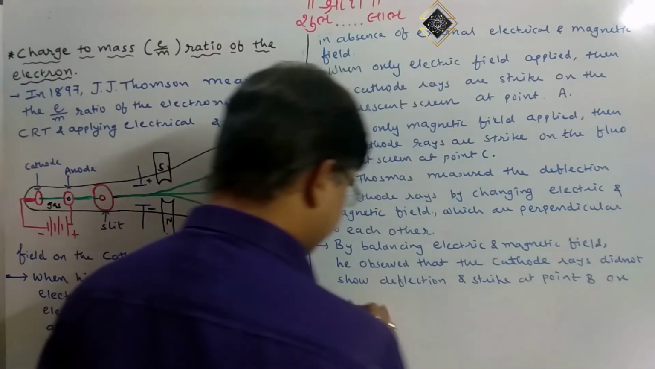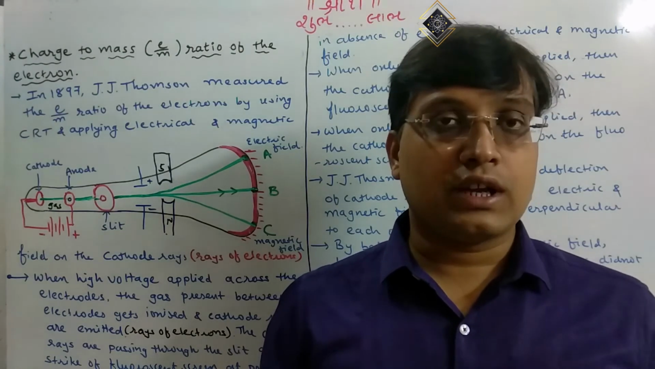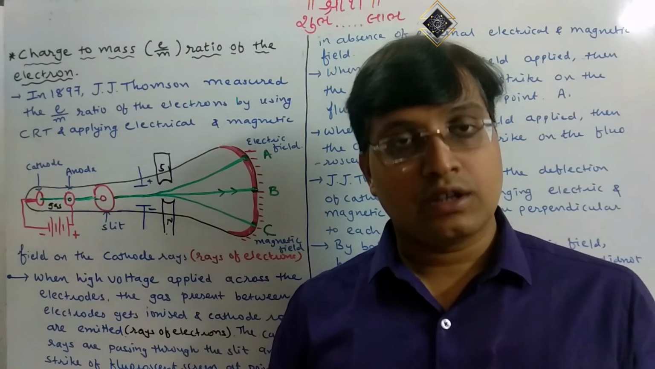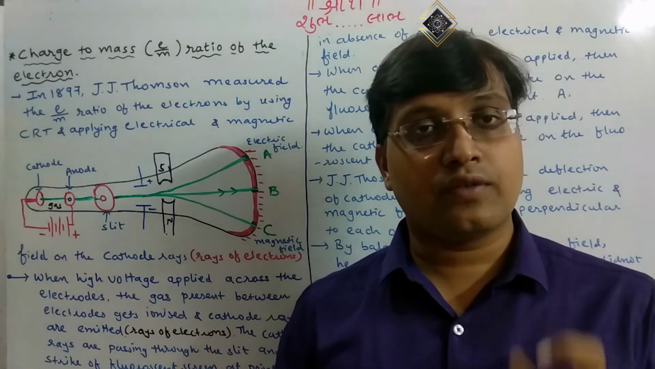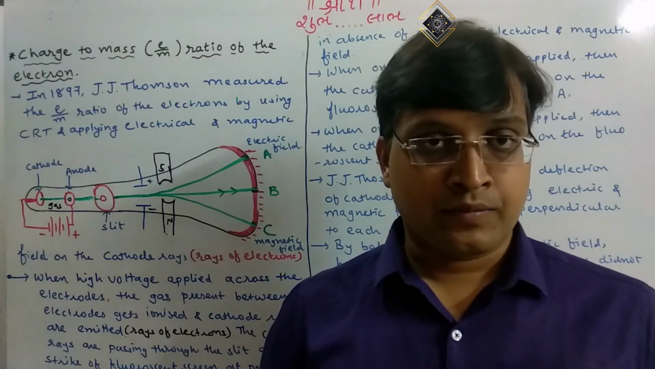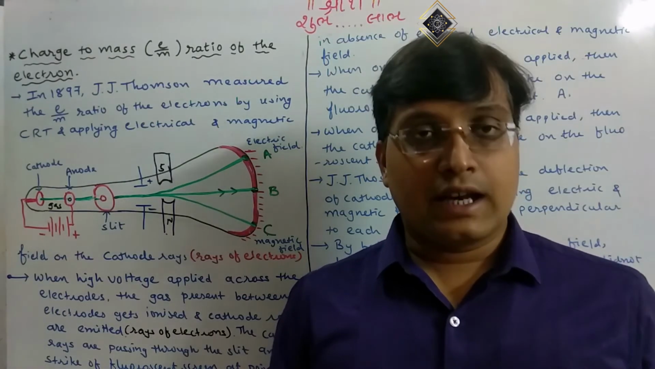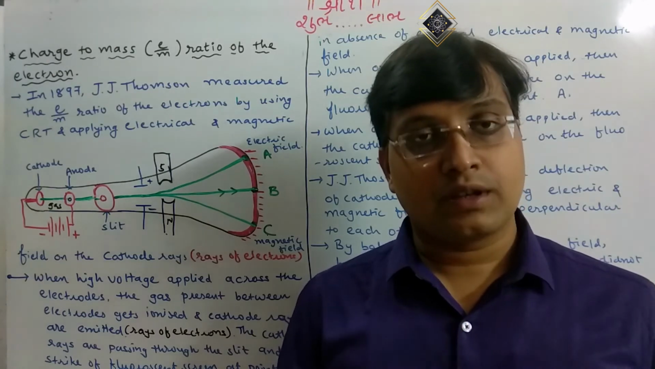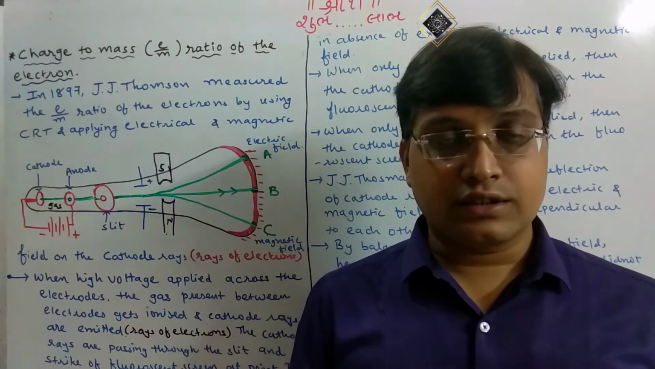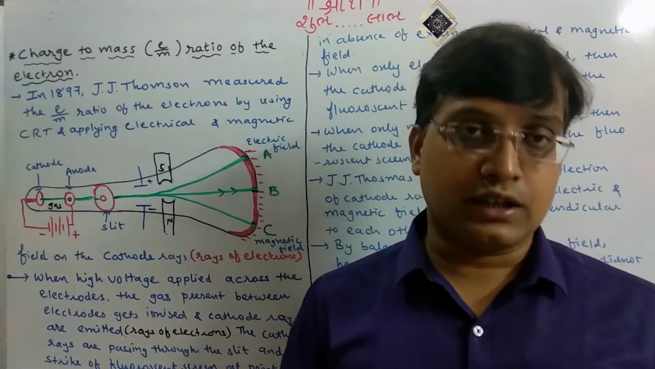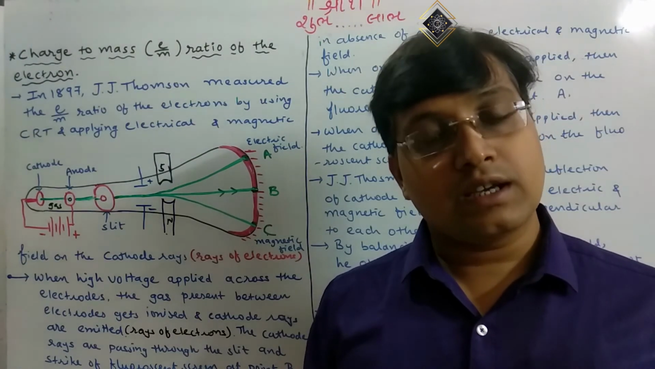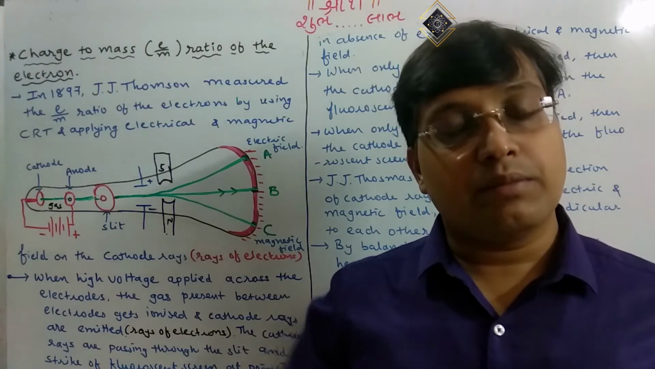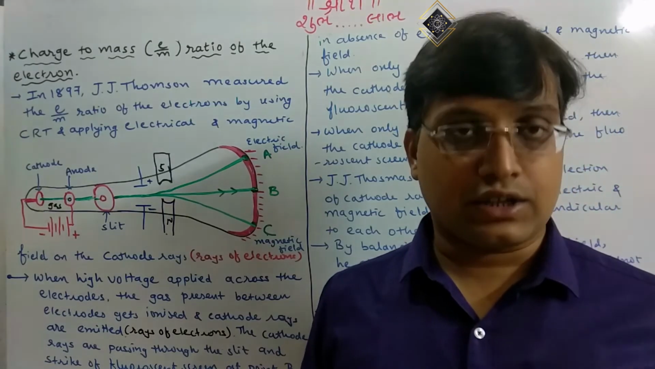on fluorescent screen. Thomson concluded that the deflection of the cathode rays depends on three factors. The first one, the charge on the particles. Second, the mass of the particles. And third, the strength of electrical and magnetic field. The more charge on the particles, the more deflection it shows. Second, lighter particles show more deflection than heavier particles. Third, when we increase the electrical and magnetic field, it also shows more deflection.